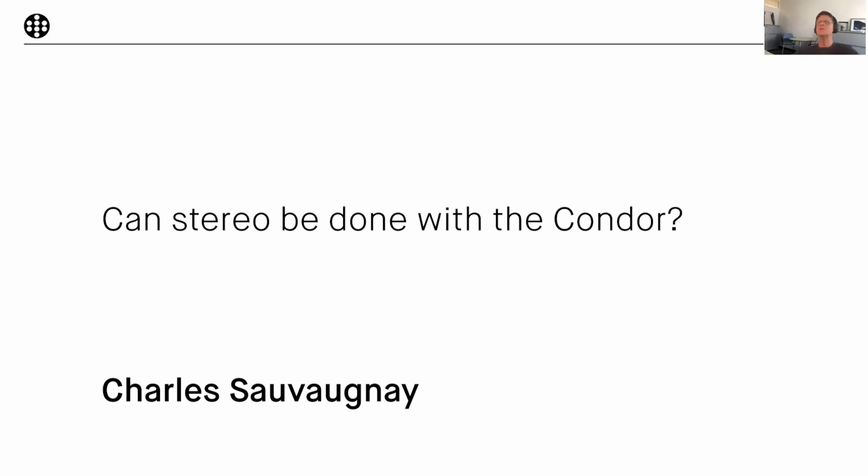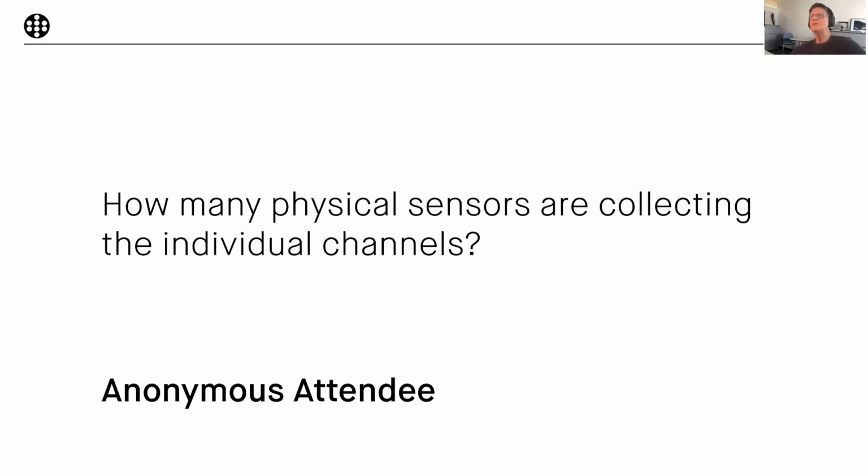So next question is, how many physical sensors are collecting the individual channels? When we look at the color near infrared channel of the Condor, this is collected by one sensor. The pan channel is also collected by one sensor, and then we have the high resolution RGB channel, which is collected by 5 sensors. And just double checking with Bernhard that it's correct what I have said. Yeah, great, thank you.